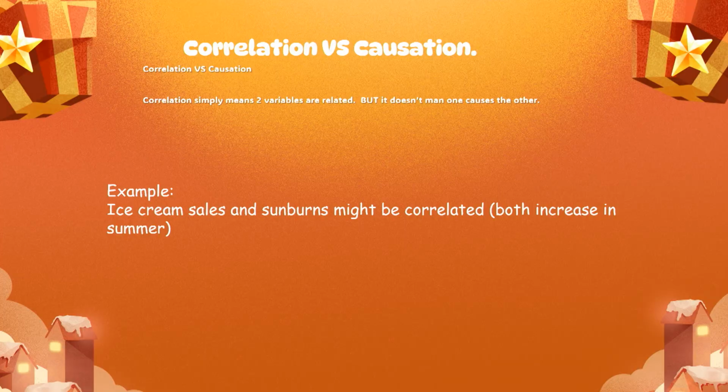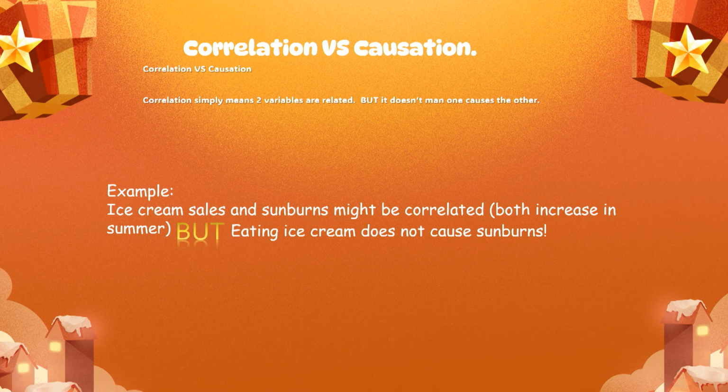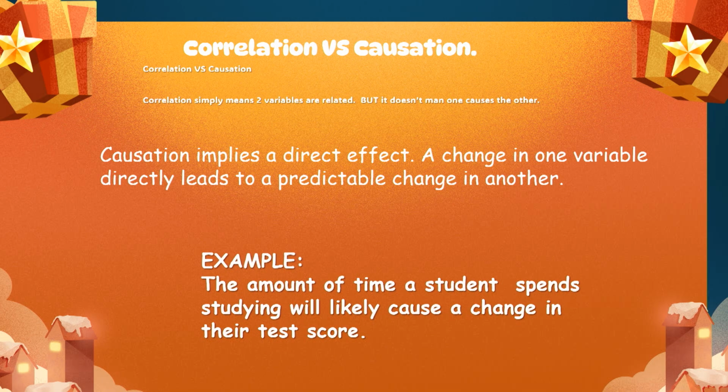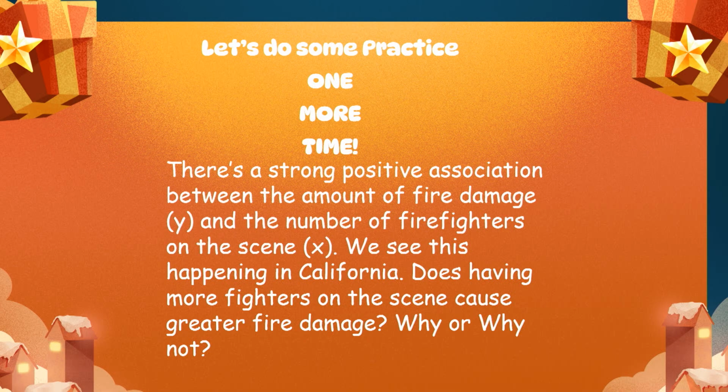Do you think ice cream sales are going to cause sunburns? No, it doesn't. They may have a correlation, but eating ice cream does not cause the sunburn. It just doesn't. The sun does that. All right, causation simply implies a direct effect. A change in one variable directly leads to a predictable change in another. So here's an example. The amount of time a student spends studying will likely cause a change in their test score. As we saw earlier, the more time that they had in their sleep, the better their scores were.